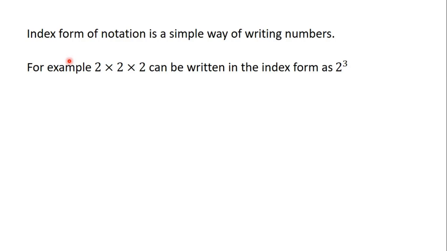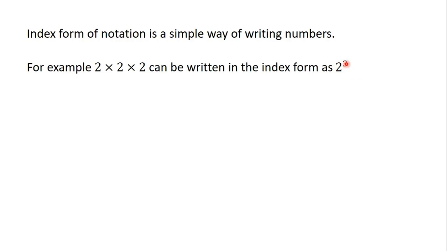For example, 2 times 2 times 2 can be written in the index form as 2 with the number 3 on top of it. So you can see from here that 2 is being multiplied 3 times. So 2 times 2 times 2. In the index form, it's written as 2 with the number 3 on top of it, meaning that 2 is multiplying itself 3 times.